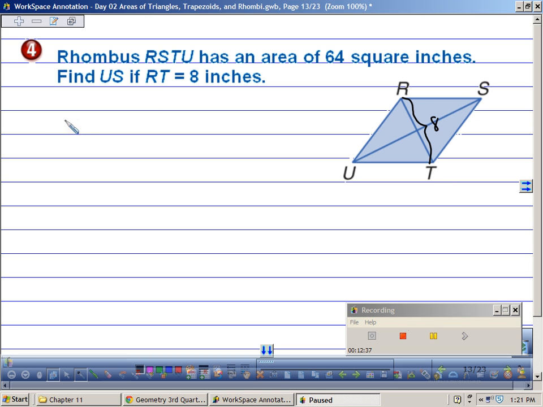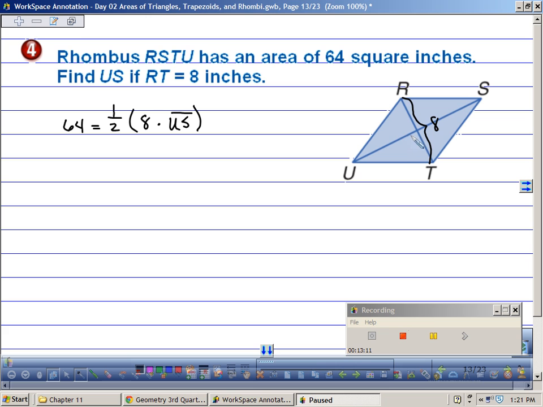So how would I set this up? This time I know the area. It's 64. So it's half of what? Times what? Times X. Diagonal 2. It's diagonal 2, US. It could be a smiley face if you really want it to be, right?